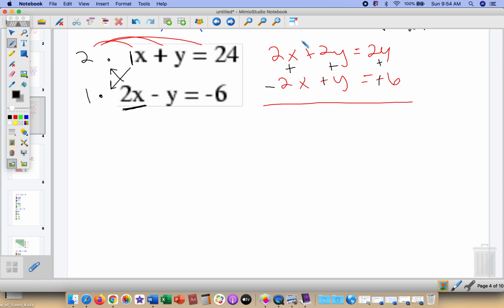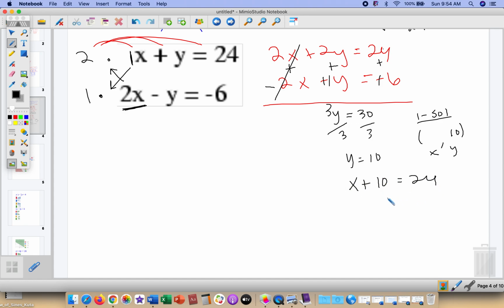So now 2 plus negative 2 is gone. 2 plus 1y is 3y. 24 plus 6 is 30. Divide by 3, so we get y equals 10. We know there's one solution. The y coordinate is 10. Then to find the x, I go back to either original equation. So I have x plus, I'm going to insert 10 for y equals 24. If I subtract 10 from both sides, I would get x equals 14. So we can say the x value is 14. So these lines cross at 14, 10.